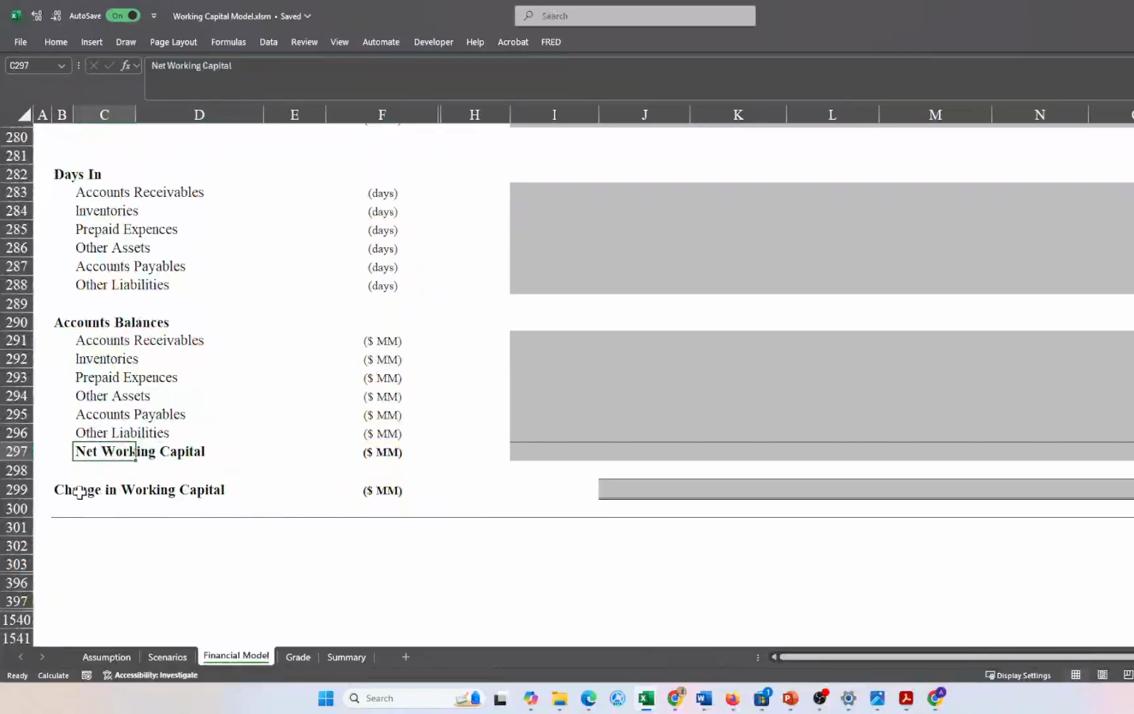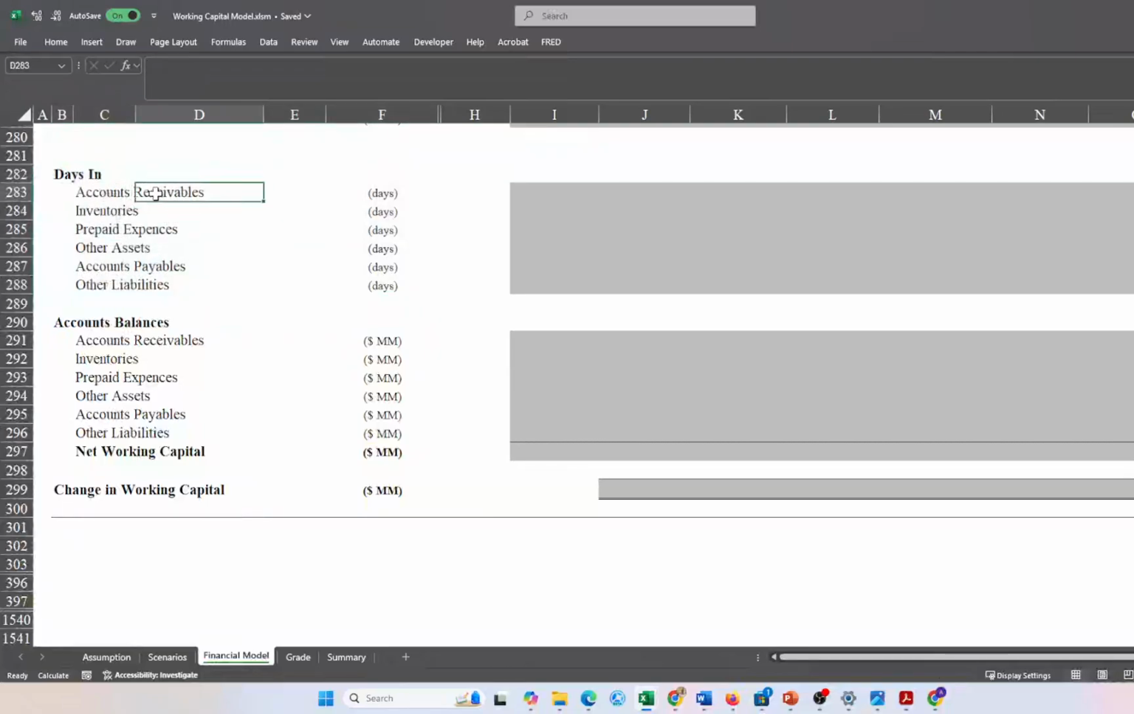And then we want to know what the change of it is, because that has to do with our cash flow, how much cash we actually have. All of these right here are total account balances. This is going to go into the balance sheet. And then we have days in. This is another way to look at it, the percentage of either sales or cost of sales that have to do with all these accounts.